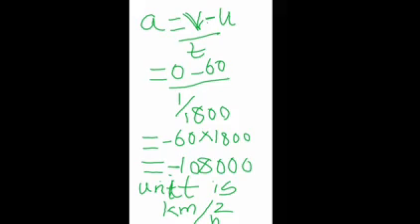So here the unit for acceleration is kilometer per hour square. If it is given in meter per second square, then the unit is meter per second square. If it is kilometer, then that is kilometer per second square.